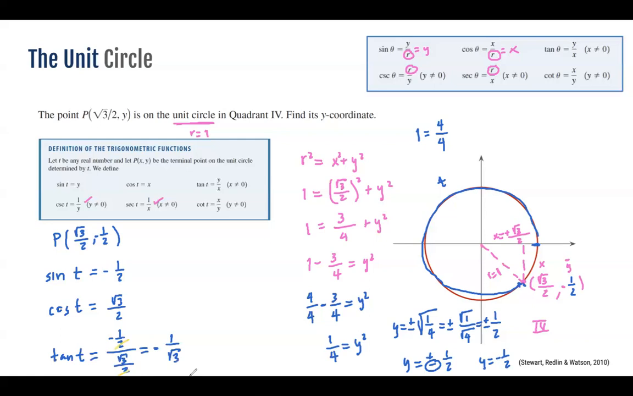So that's a correct answer, an exact answer, no decimal approximation, but we really want to go for the rationalized version of this answer. So we're going to have square root of 3 divided by square root of 3, and it's going to end up as minus the square root of 3 over 3. So that is going to be your final tangent.